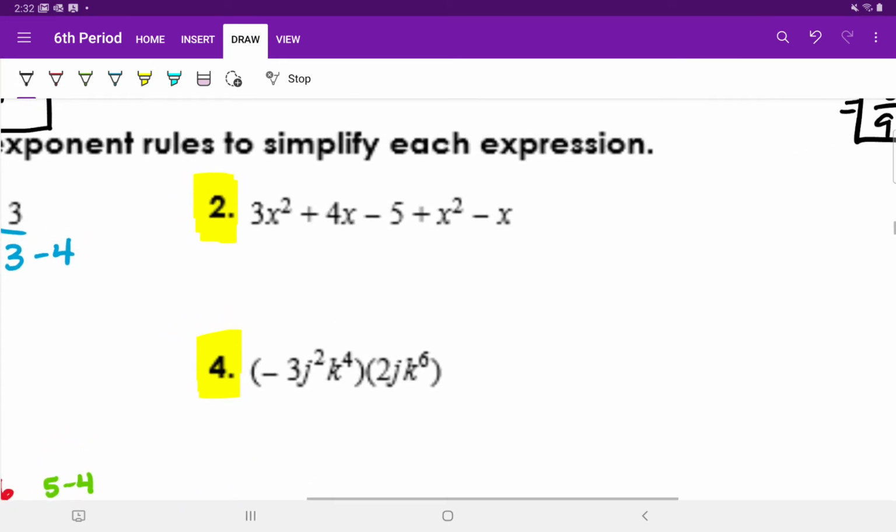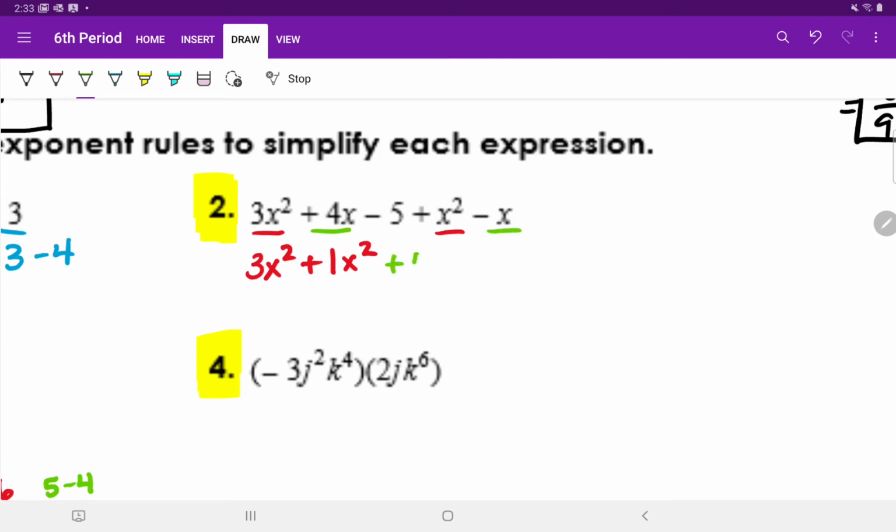In question 2, we are adding and subtracting, which means the rule we apply is combining like terms. So let's look for some like terms. 3x squared and x squared are like terms. So I'll just rewrite these, kind of couple them together in order. Instead of an x squared, I'm writing a 1x squared. That just helps me a little bit later. Then we've got a 4x and a minus x. So I'll have plus 4x minus 1x. And then finally we've got a minus 5 that doesn't have any like terms.